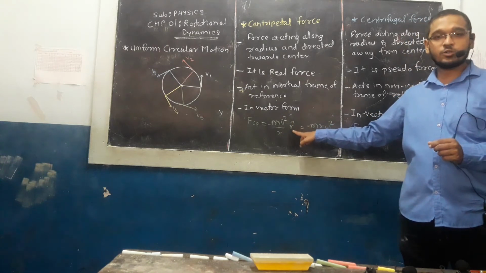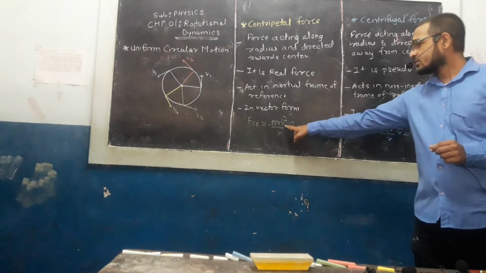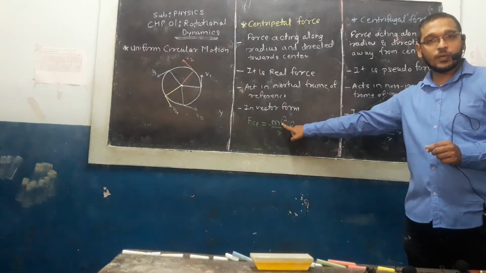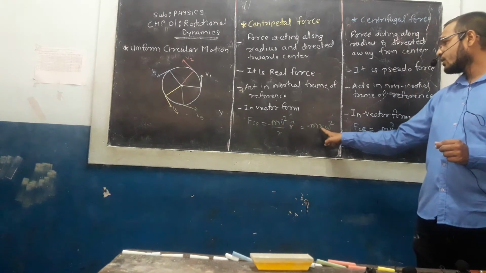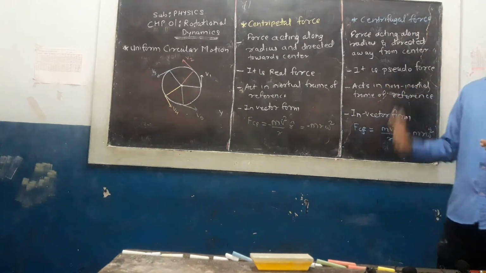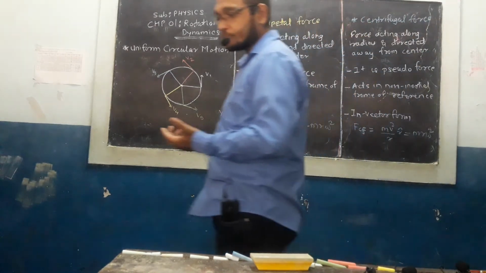It is a vector notation of it. Similarly, we have m r omega square. Just substitute here v equal to r omega. So what you get? R square omega square upon r gets cancelled. So you get m r omega square. Okay. Now next force is centrifugal force.